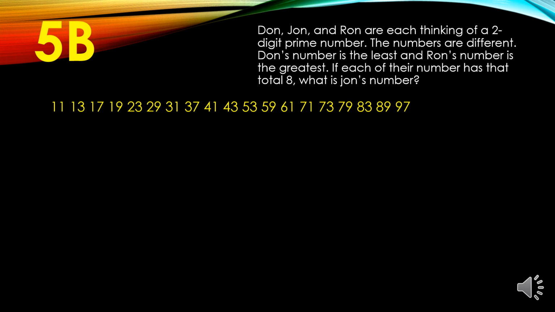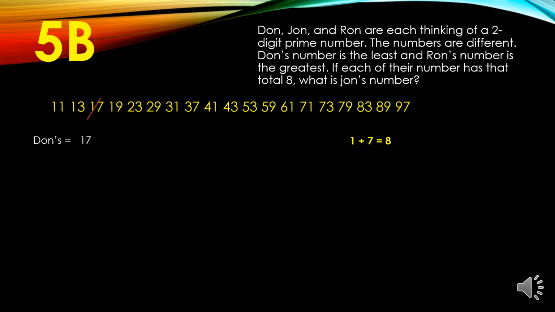1 plus 1 is 2. That is not 8. 1 plus 3 is 4. That is not 8. 1 plus 7 is equal to 8. So 1 plus 7 is equal to 8. It means in the least part, we have 1, 7. That is the least. So Don's number is 17.